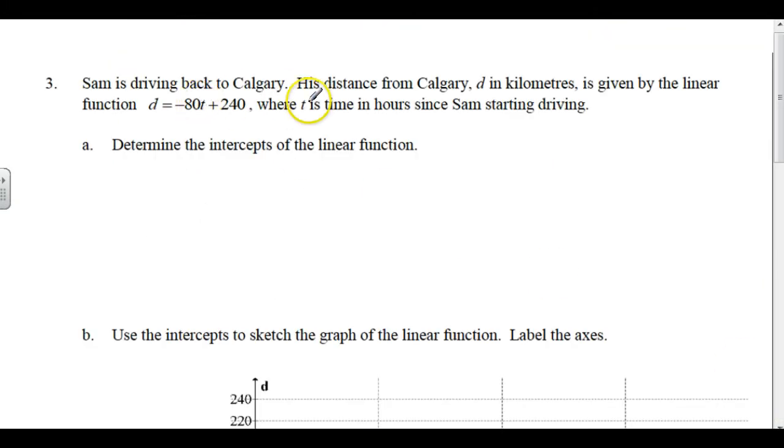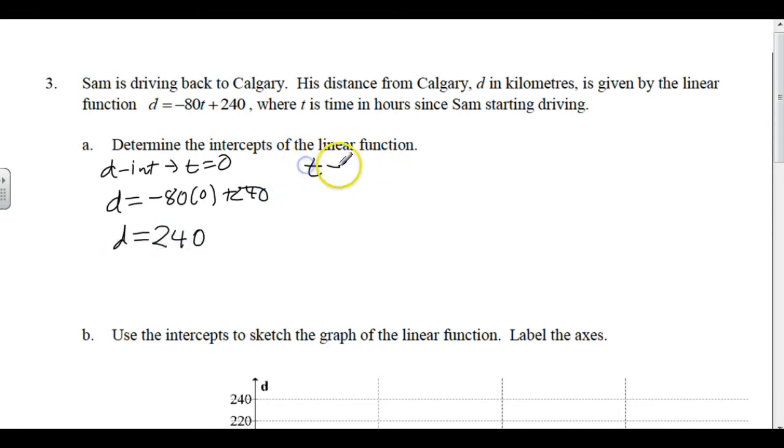Sam is driving back to Calgary. His distance from Calgary, d, in kilometers is given by the linear function d is equal to -80t plus 240, where t is the time in hours since Sam started driving. Determine the intercepts of the linear function. So the d-intercept is when t is equal to 0. So d is equal to -80 times 0 plus 240. So d is equal to 240.